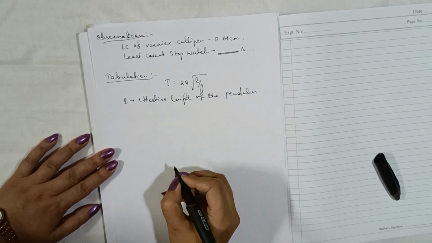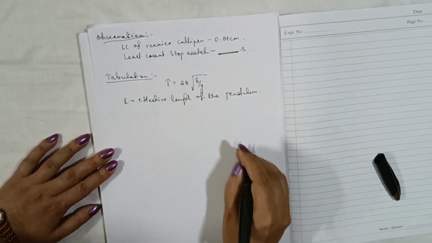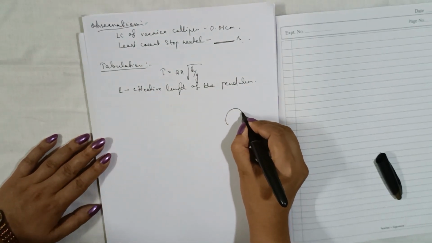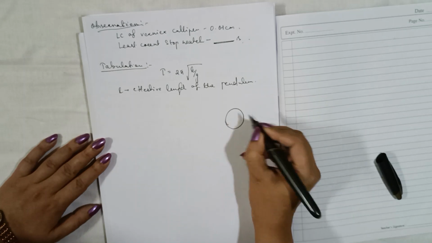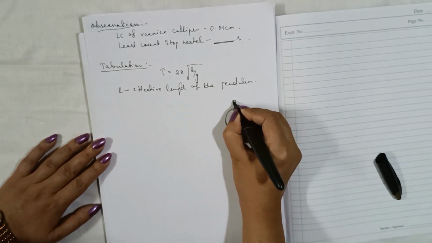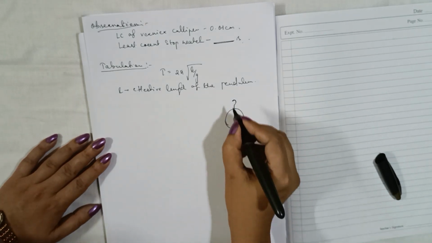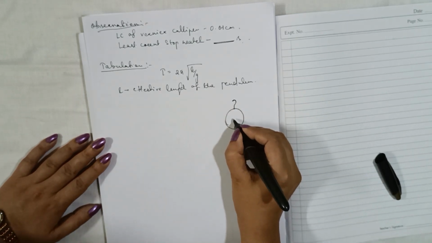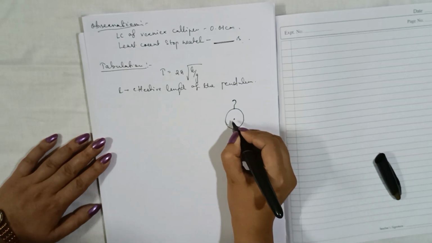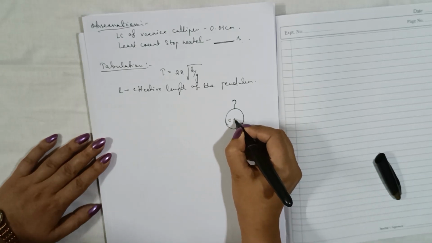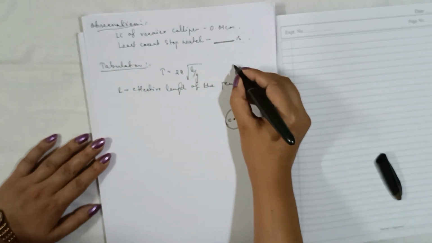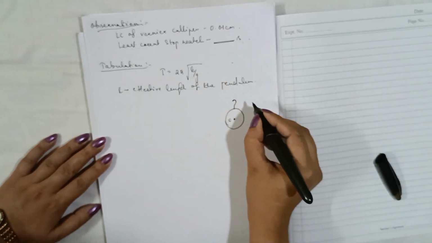What is effective length? Now the question is, hope all of you have seen the pendulum. It is a spherical bob attached with a hook. So effective length is nothing but the center of the pendulum. You have to take the center of the pendulum, then from the center of the pendulum to the point of suspension. Point of suspension means, suppose we have a thread here.